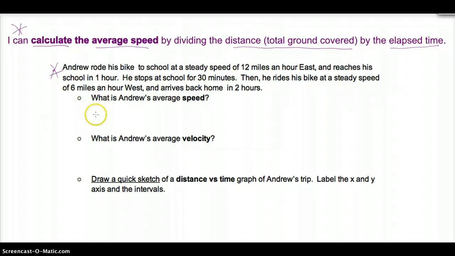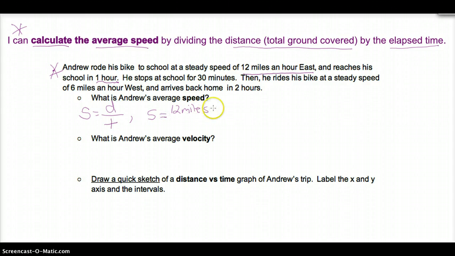Well, let's take a look at the equation for speed first. Speed equals total distance over time. So to figure this out, let's first find the total distance. It says here he went 12 miles an hour east for 1 hour, which of course means he traveled 12 miles. So we have 12 miles here.